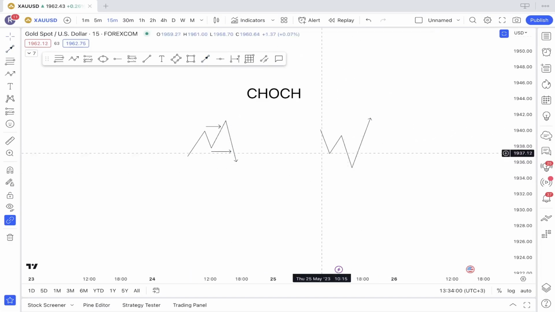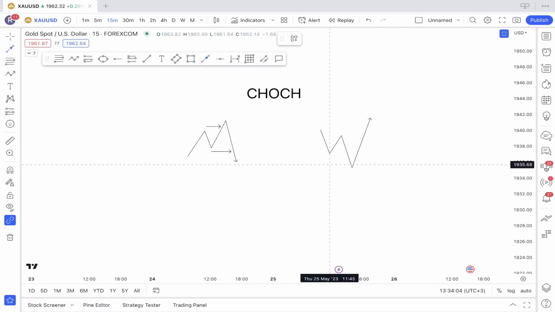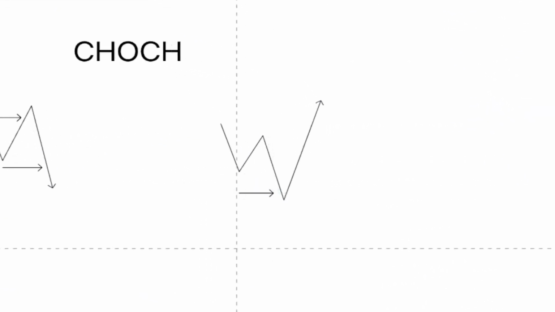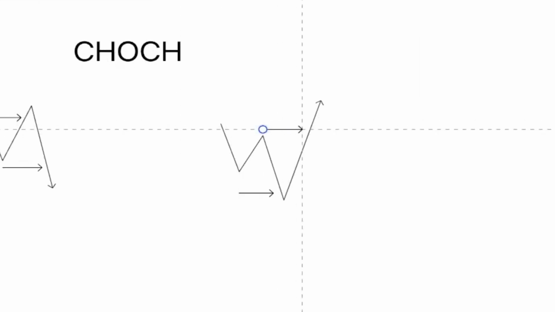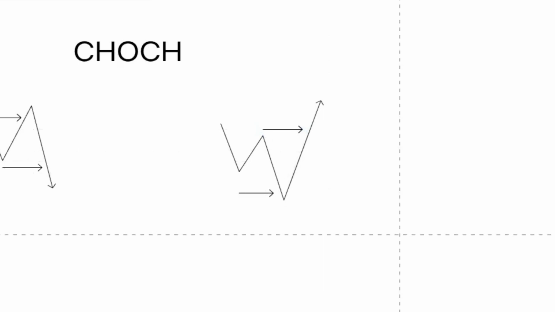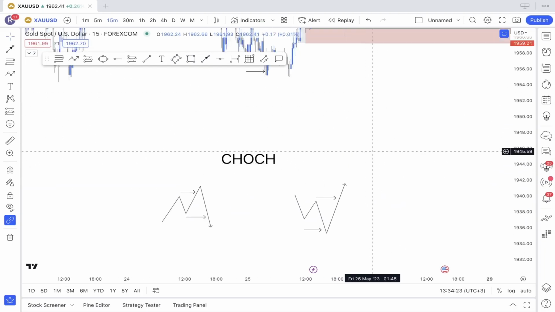And now the second example, we first have a break of structure to the downside. Essentially, like I said, two consecutive breaks of structure, followed by a break of structure to the upside. So this is again a change of character. It's super simple.